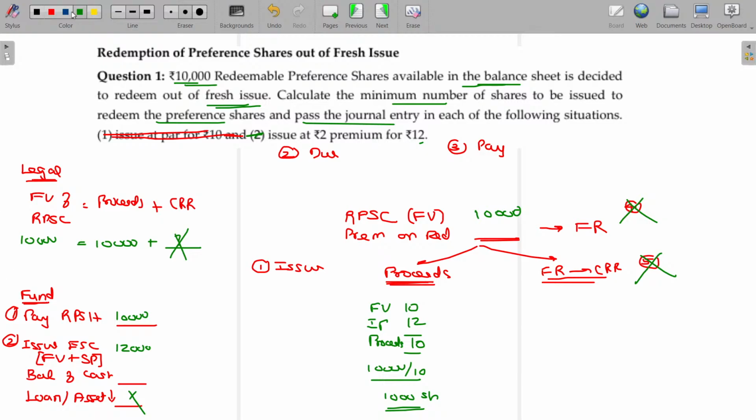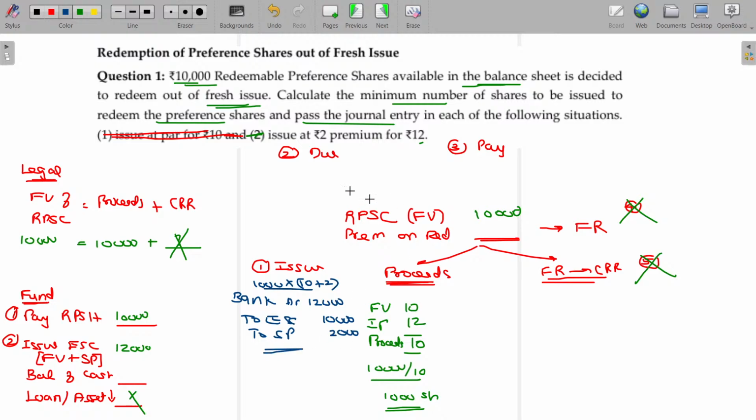Come on, pass the first entry. Issue of shares at rupees 12. Bank account debit. How many shares are issued? 1,000 shares are issued at rupees 12 each. Bank account debit to equity share capital, to securities premium. You collect 12,000 rupees but credit the equity share capital 10,000 rupees, and 2,000 rupees is the securities premium.